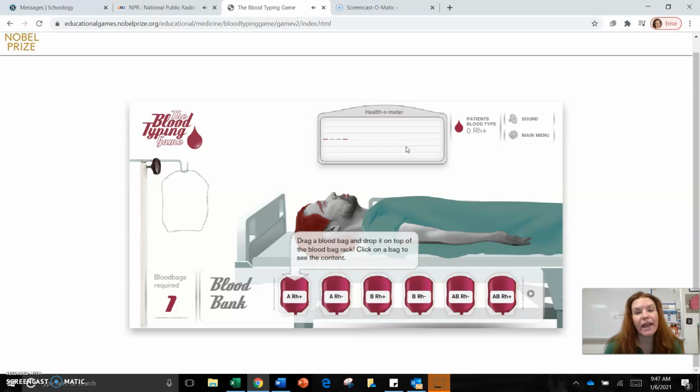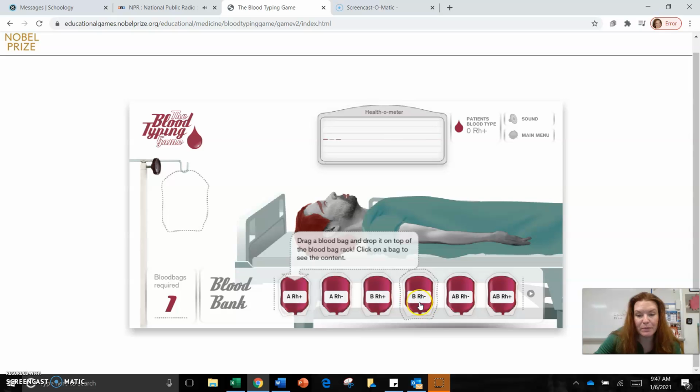So now we have to give this guy some blood. And it says over here that he only needs 1 bag. Well, he has RH positive blood that's O. If I give him A's, his body doesn't have any A's, so his immune system is going to freak out and it's going to start clumping up. So we don't want to give him any A's. So I'm not going to give him any A's.